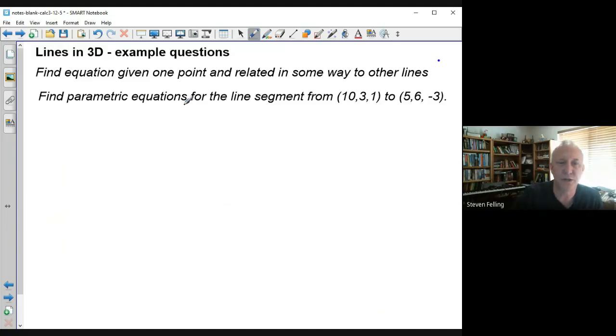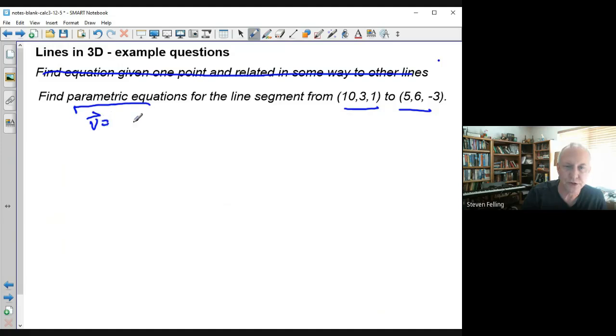All right, let's say we want to find parametric equations for the line segment that goes from this point to this point. The direction vector is just going to go from here to here. So that's going to be 5 minus 10, and the y will be 6 minus 3, and the x will be negative 3 minus 1. So that's going to be negative 5, 3, and negative 4.